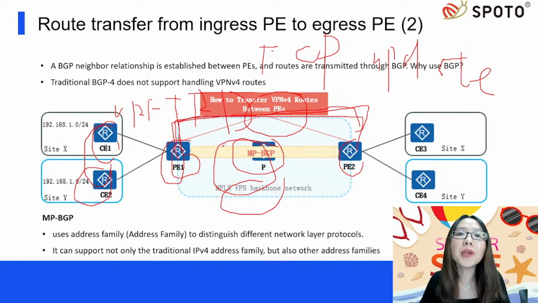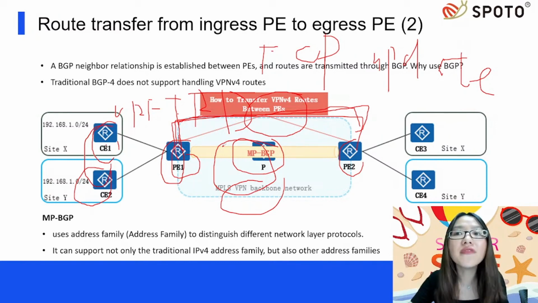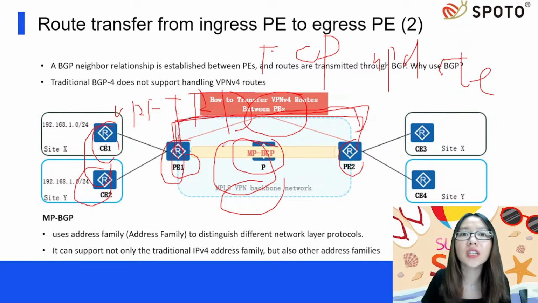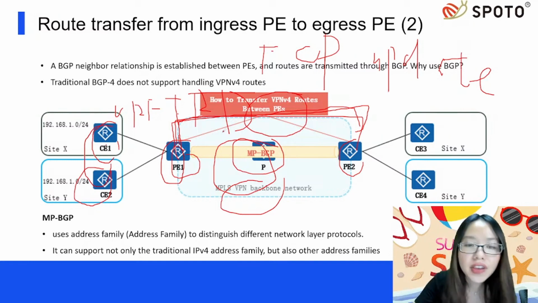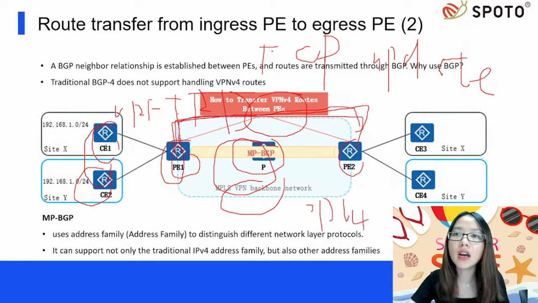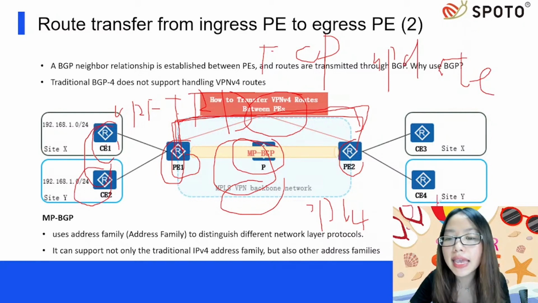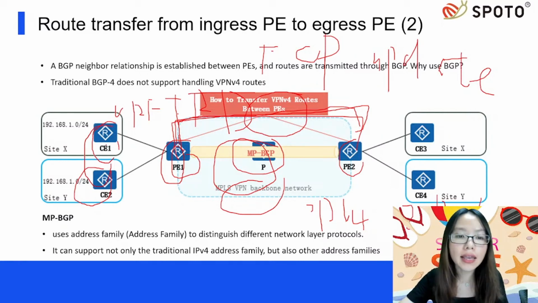MPBGP uses address family to distinguish different network layer protocols. So it not only supports the IPv4 address family, but also other address families such as the VPNv4 address family and the IPv6 address family. Okay.